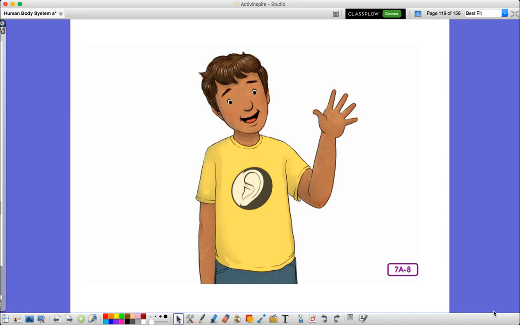I am the part of your eye that is colored. Sometimes I'm green, but I could be brown or gray or blue. What am I? The iris.